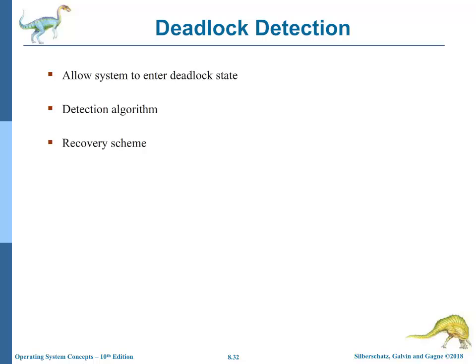If a system doesn't employ either a deadlock prevention or a deadlock avoidance algorithm, then a deadlock situation may occur. In this environment, the system may provide an algorithm that examines the state of the system to determine whether a deadlock has occurred, and an algorithm to recover from the deadlock.